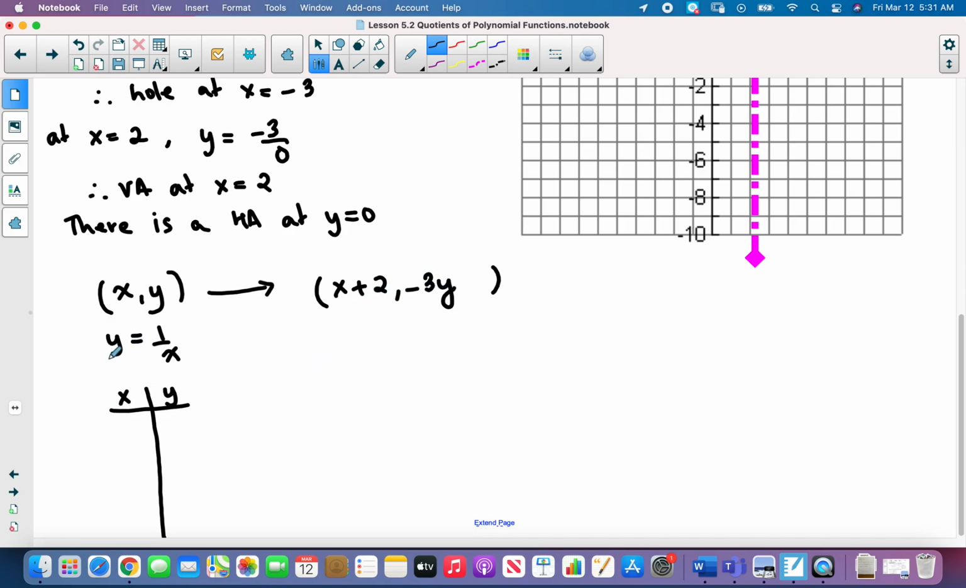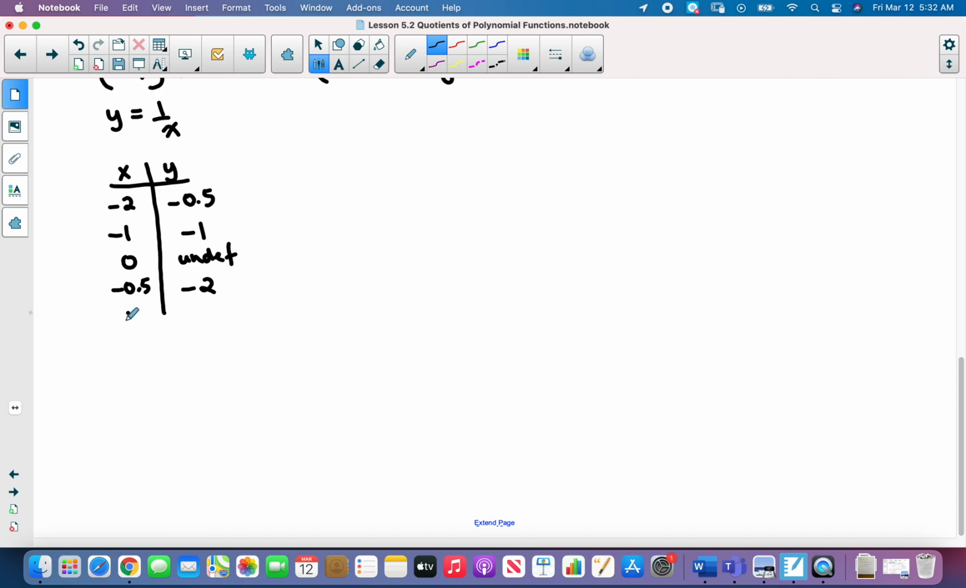So let's say for the parent function, if x was -2, y would be -1/2. If x was -1, y is -1. If x is 0, it's undefined, of course. If x is -0.5, the value of y is -2. If x is 0.5, the value is 2. Then 1 and 1, 2 and 0.5.